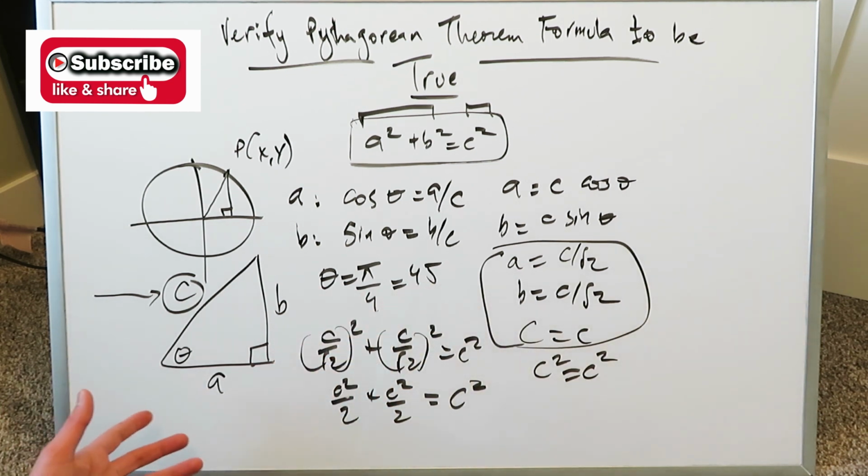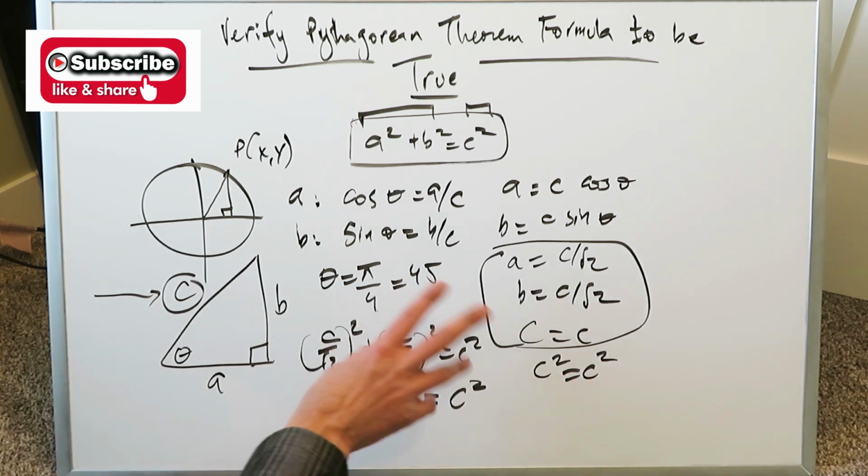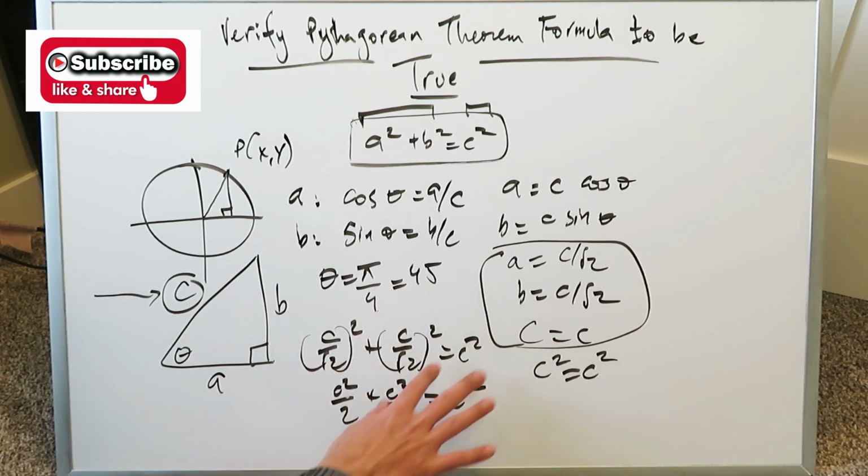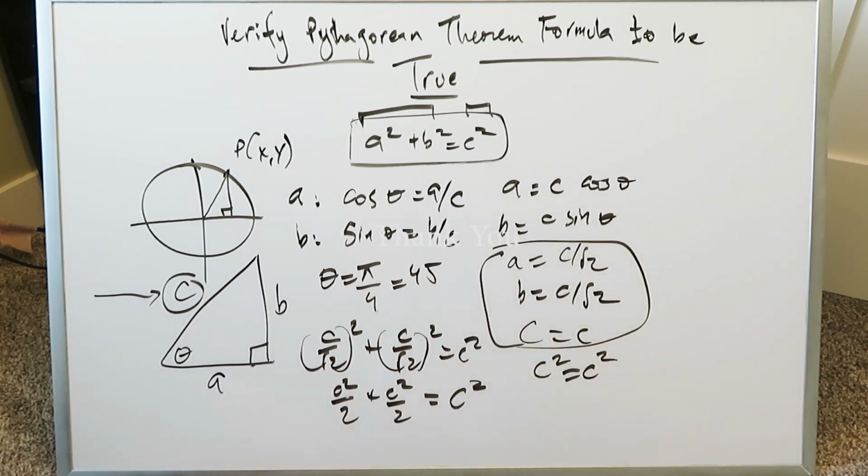You could have used 30, 60, 80, 10, 20, whatever, except with the decimals coming in play it would become a little messy. But with using 30, 60 or a 45, it's nice and clean because you have fractions all the way through and it's easier to manage.